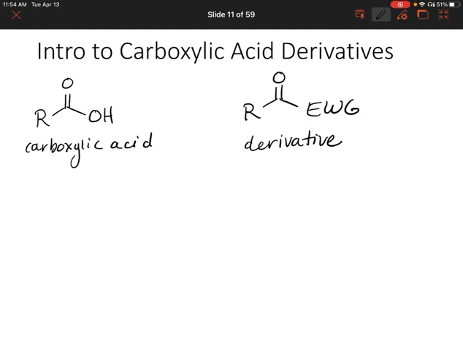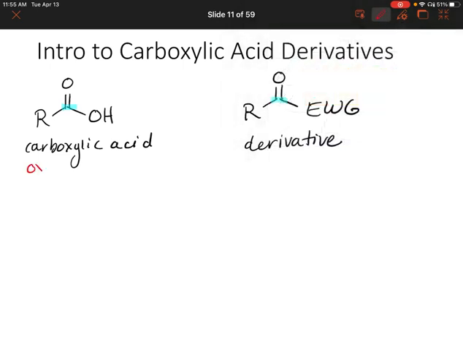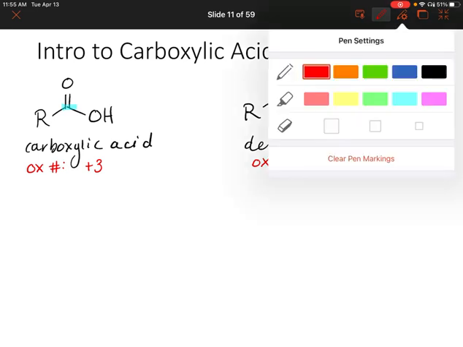Now, one thing to note with derivatives is that central carbon on the carbonyl group, its oxidation number stays the same. So the oxidation number of that carbon I highlighted is +3 in the carboxylic acid, and it will also be +3 in the derivative. All right, so let's look at some of these derivatives.